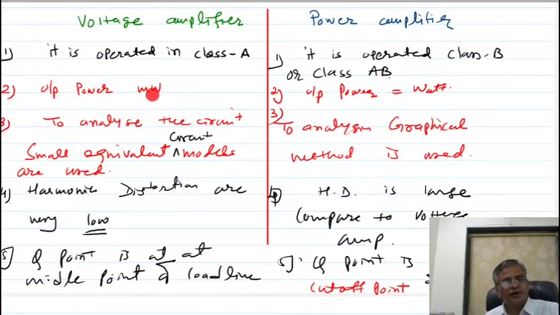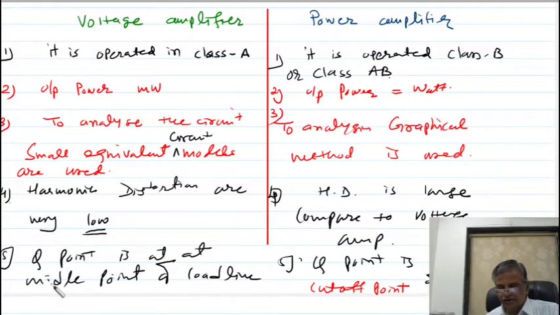Output power is of the order of millivolt. Output power is of the order of watt. To analyze the circuit, small signal equivalent circuit models are used. To analyze the circuit, graphical methods are used. Here harmonic distortion is very low. Harmonic distortion is large compared to this.